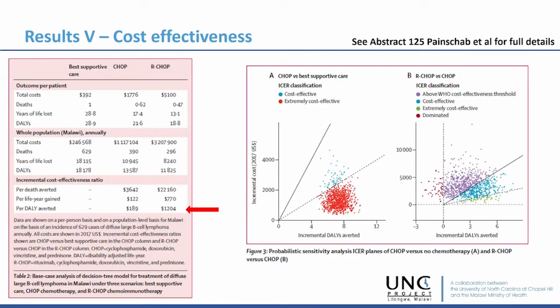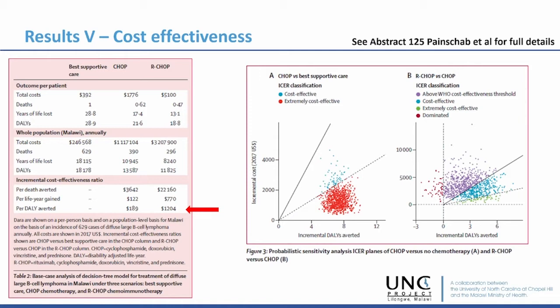So this section on cost effectiveness is going to be a slightly fast-paced review. I direct you to abstract 125 by Matt Penchar et al. for full details. But I want to highlight the following. For this analysis, we used published data on microcosting from Malawi and the aforementioned clinical trial data. We used a decision tree model to calculate cost per DALY averted from the health system perspective for the treatment of DLBCL.